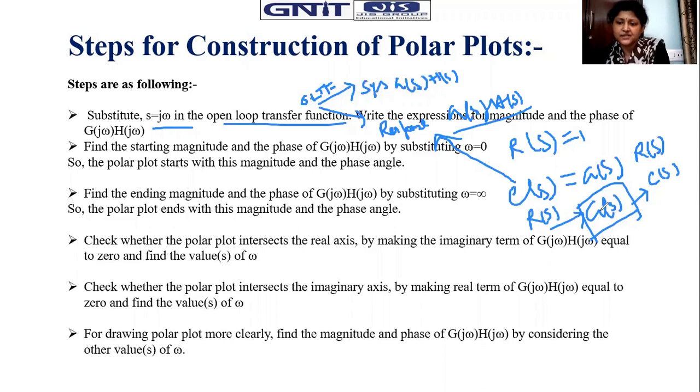So what is G(s)? It is the transfer function of the system, the OLTF, which is C(s) by R(s). So C(s) equals R(s) into G(s). Now if we take R(s) as unity, then C(s) equals G(s).